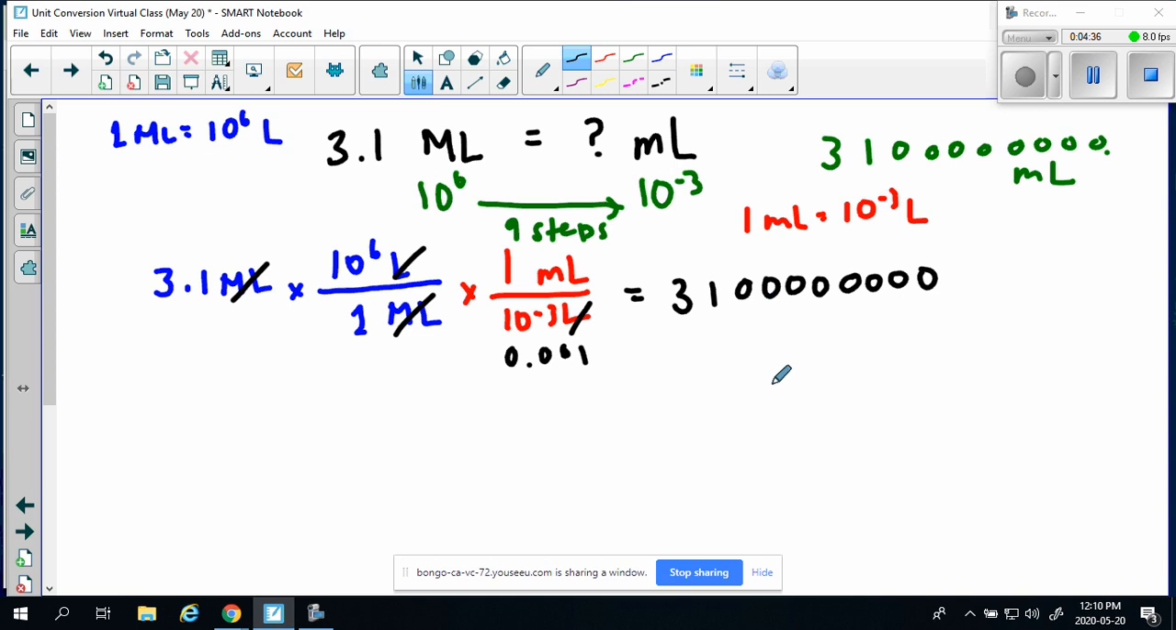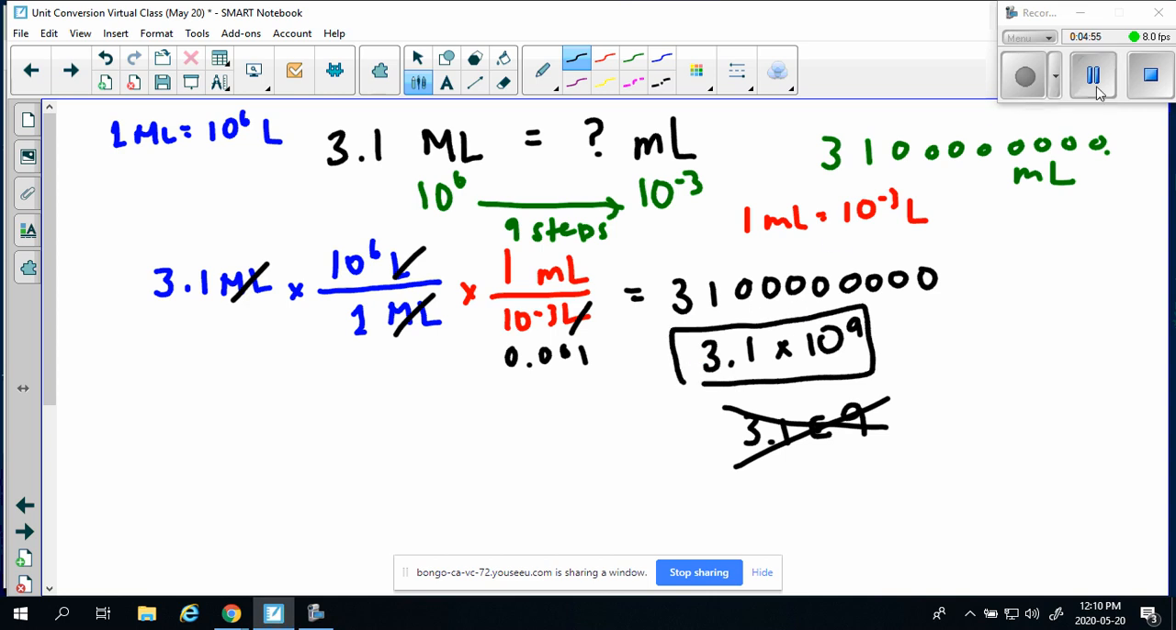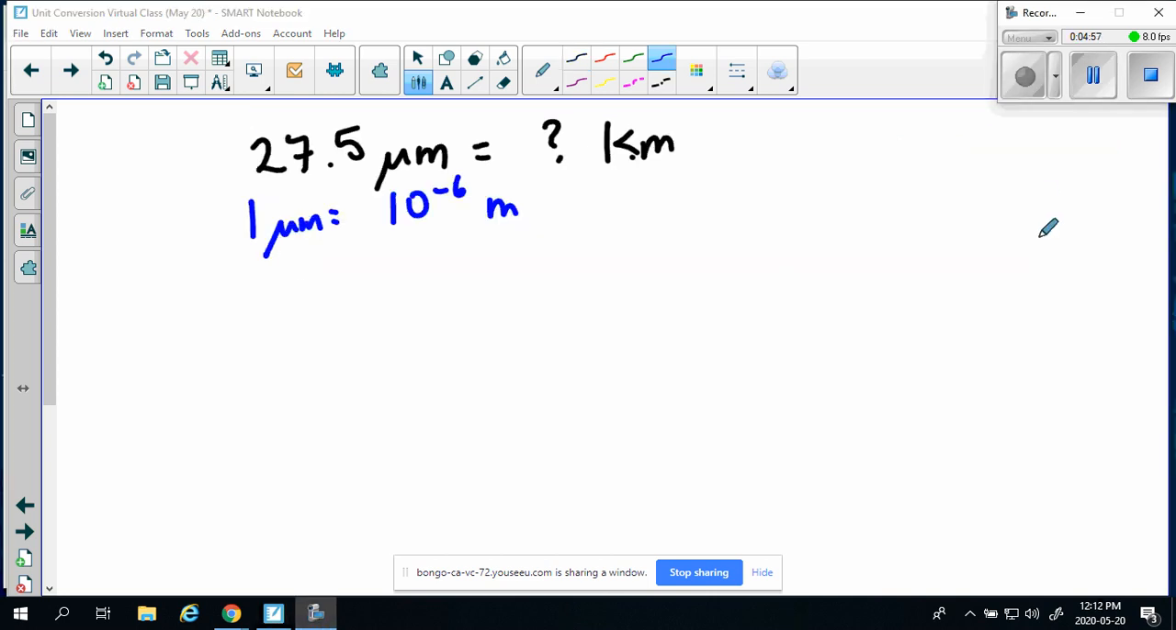Now, depending on your calculator, they might have put it in scientific notation, 3.1 times 10 to the 9. So if you see this in your calculator, that's what this means. But never write this down on a piece of paper. Always write it like this. So I'm going to do it my preferred way, which is by unit analysis.